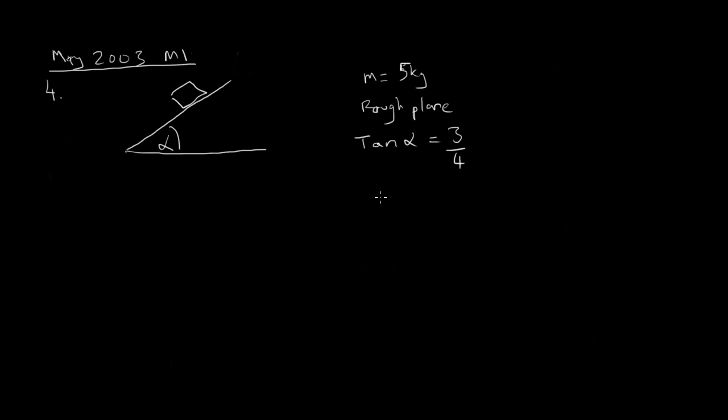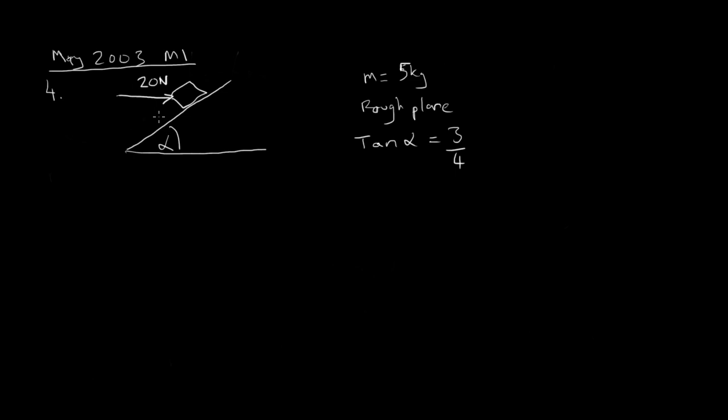They say the parcel is held in equilibrium by the action of a horizontal force like that, which is shown also in the diagram, and that's 20 newtons. So in other words, it's held in equilibrium. If it wasn't for that force, it would fall forward.